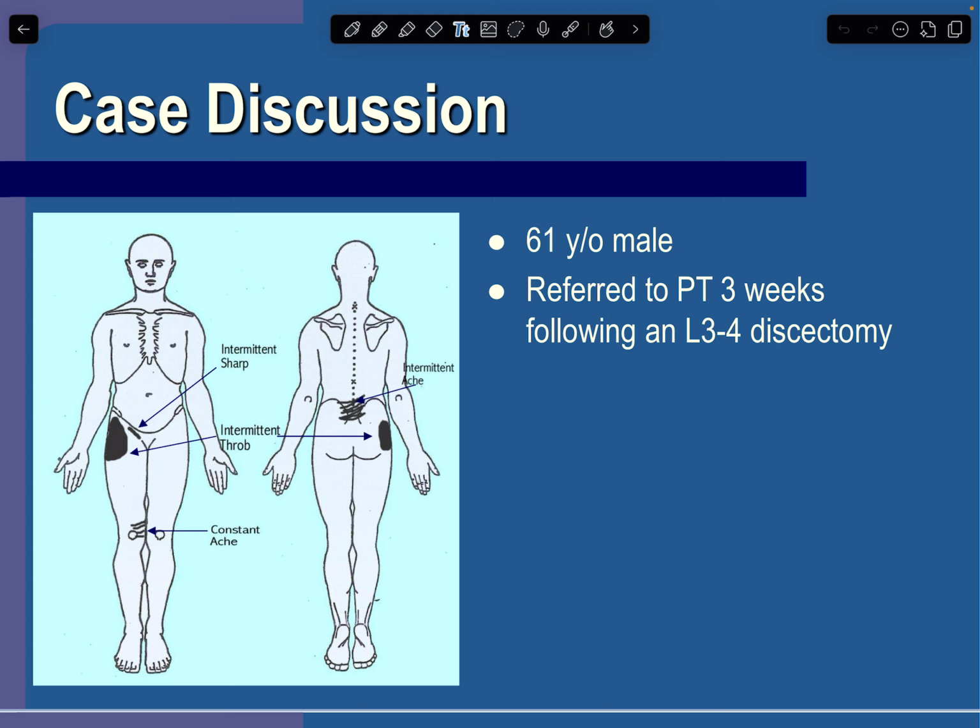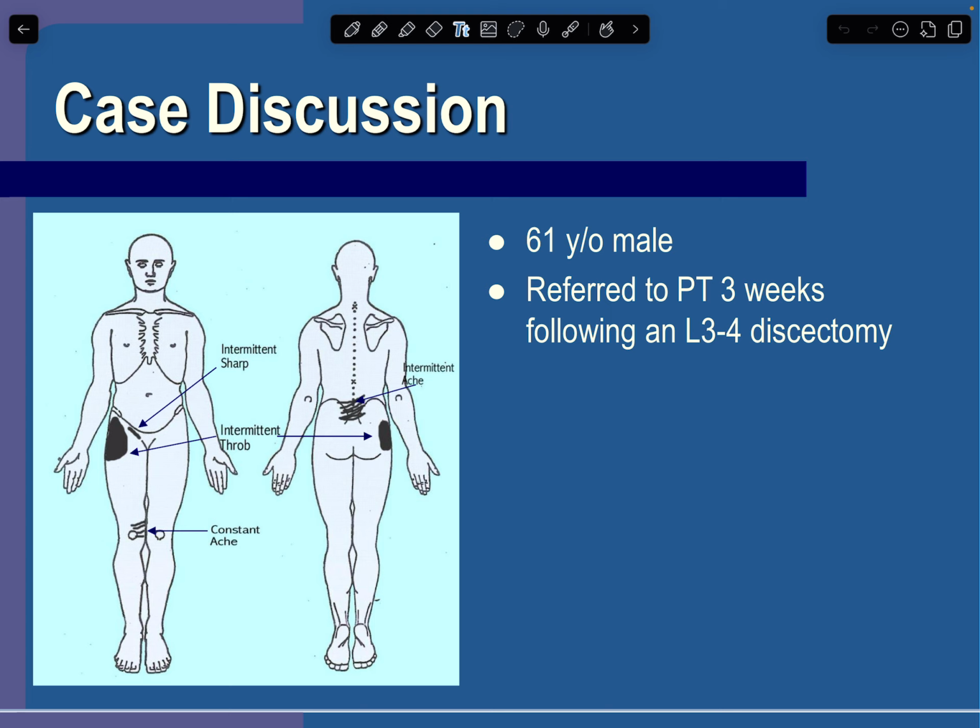So this first patient here, 61-year-old male. He's referred to PT 3 weeks following an L3-4 discectomy. And if you look at the body diagram, there's some interesting findings. And so he definitely has low back pain, for sure. But then he also has pain along the lateral aspect of his right hip into the groin region. And he also has pain into his knee. And that pain into his knee is probably the worst area of his symptoms.